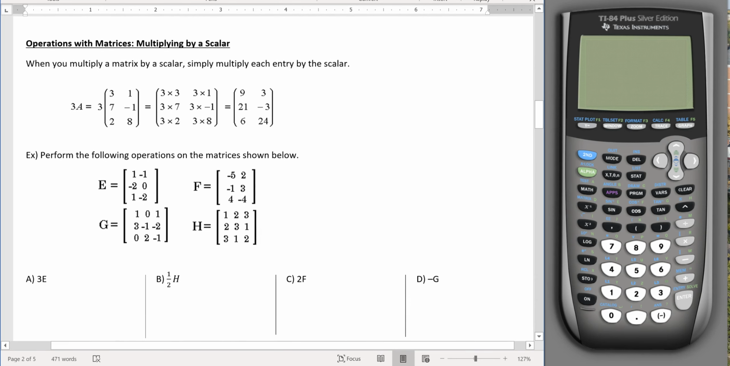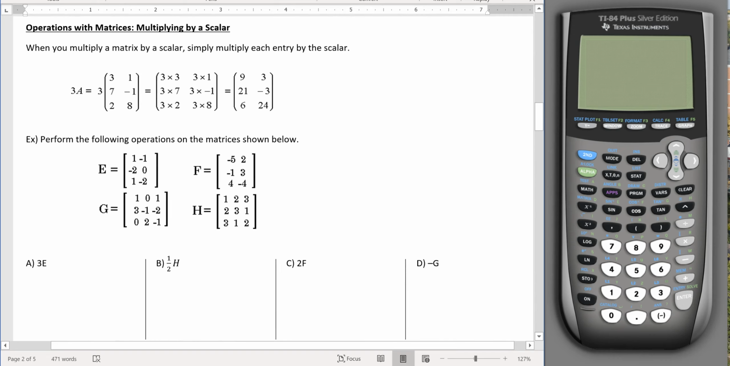We're going to talk about some multiplication a bit. And we're going to start by multiplying by a scalar. So when you multiply a matrix by a scalar, you just simply multiply each entry by that scalar value. A scalar means like a number. So if I multiply a matrix by 3, I would multiply the matrix A, in this case, this 3 by 2 matrix here. Each entry gets multiplied by 3 to give me my value.